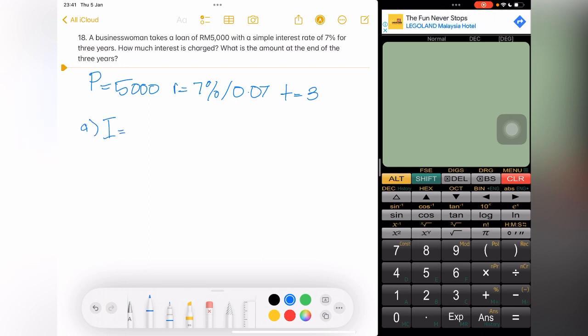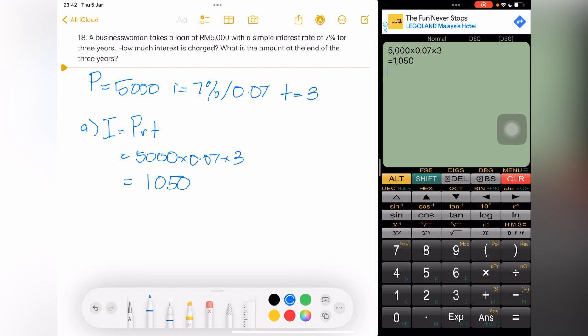So we use the formula I equals PRT. We write what they give us. P is 5,000 times the rate, which is 0.07, and we times the time they give, which is 3 years. So we calculate 5,000 multiply with 0.07 multiply with 3 years. So the answer is 1,050. So this is the interest charged for the 3 years.